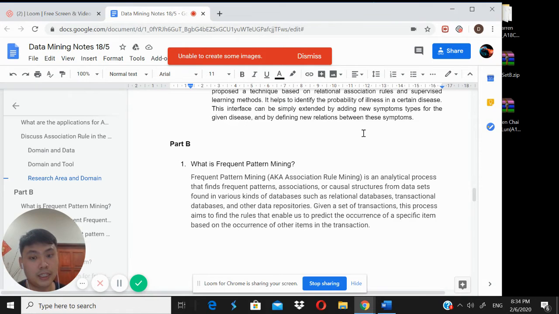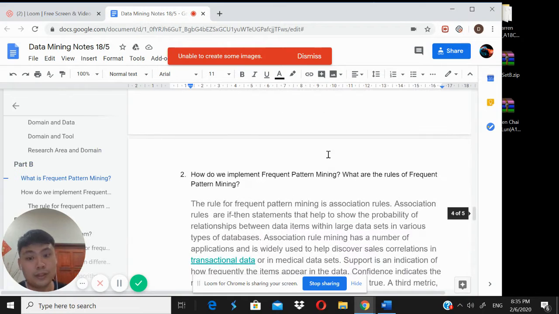Frequent pattern mining is almost similar to association rule mining, but it is an analytical process of how frequently item A and item B occur at the same time. Yeah, it is almost the same as association rule.